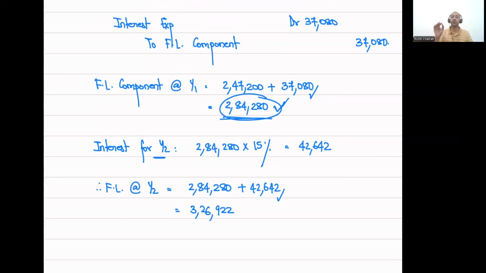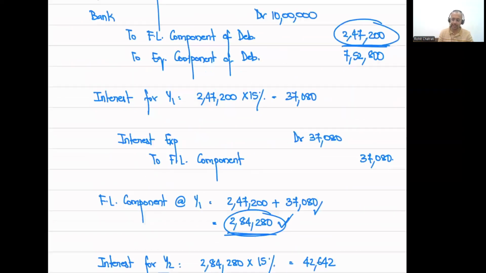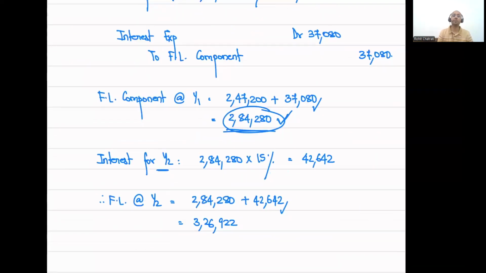This is what we do under the amortized cost approach. Under the amortized cost approach, we calculate interest at the market rate of interest. Think of this financial liability as a borrowing, just like how on borrowings we calculate interest. On this financial liability also we calculate interest, and interest expense will keep increasing year on year because my financial liability value will keep increasing.